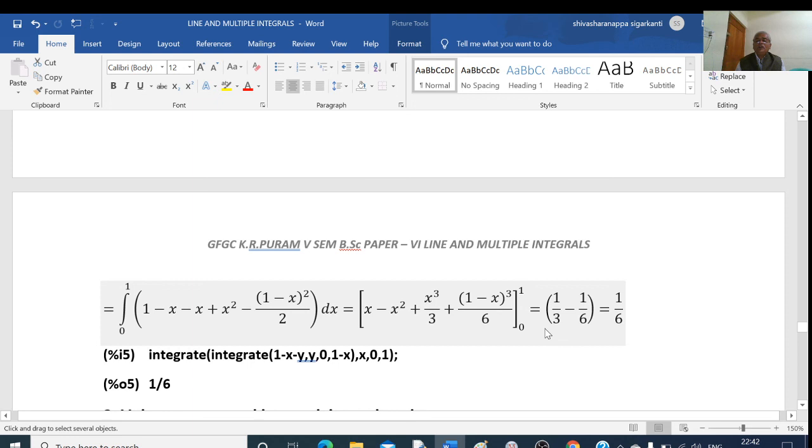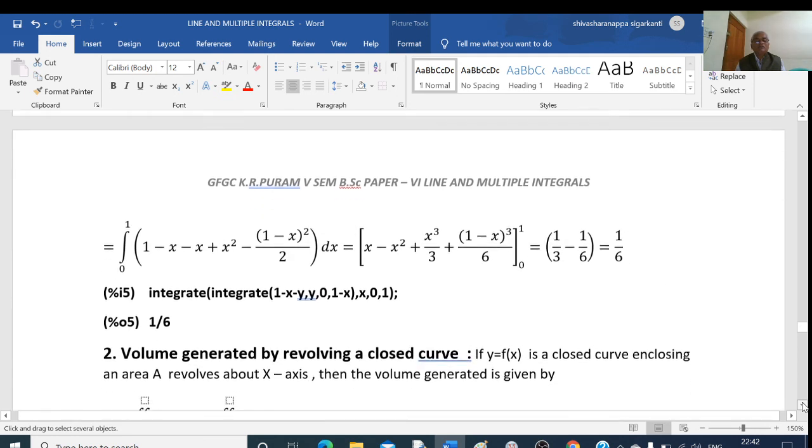Minus lower limit value. I have to put x equal to 0. This becomes 0. This becomes 0. This becomes 0. This becomes 1 minus 0 is 1, 1 cube by 6 is nothing but 1 by 6. That is 1 by 3 minus 1 by 6 is equal to 1 by 6. This is the volume of the tetrahedron.